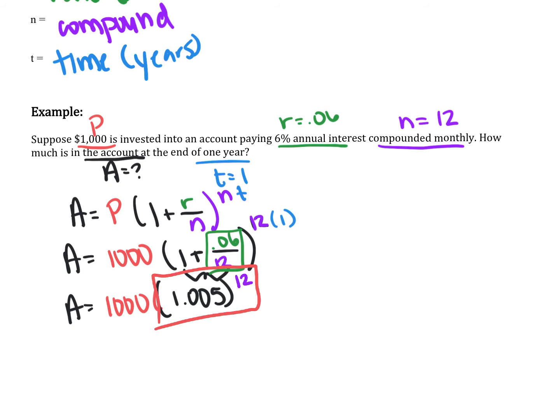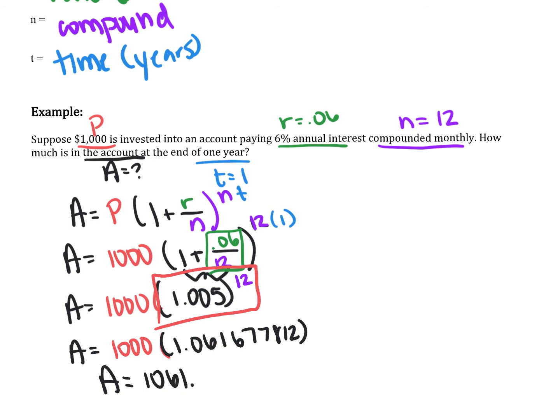And notice when I do that, I get a number that is really close to 1. It's a little bit bigger than 1, but it's still kind of like 1. So A is equal to 1,000 times this new number I'm getting, 1.061677812. I want to take as many decimals and be as accurate as I can for this. I'm going to multiply that by 1,000 next, and I get a final amount of $1,061.68. And for these problems, you always want to end it in two decimals because we're talking about money.